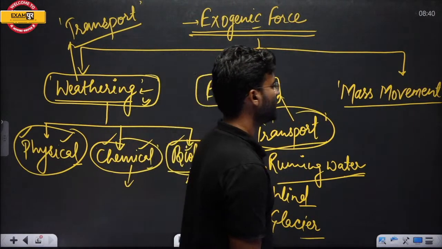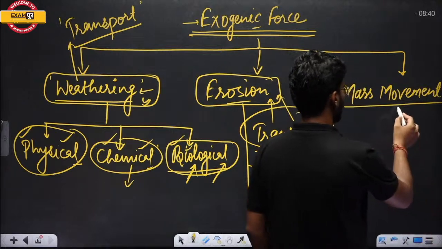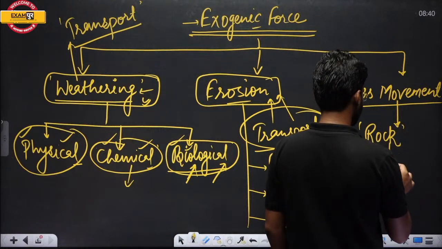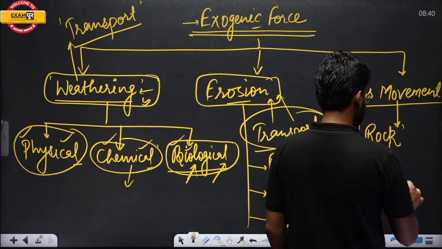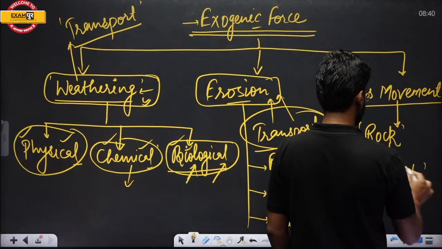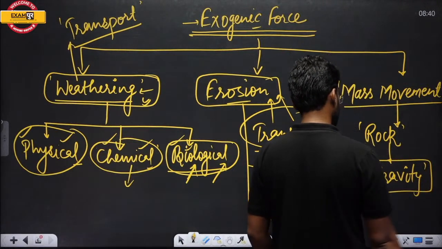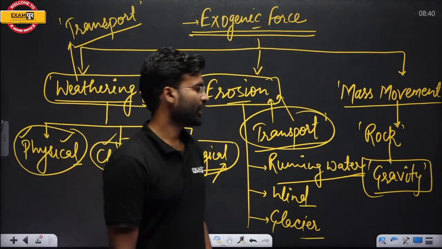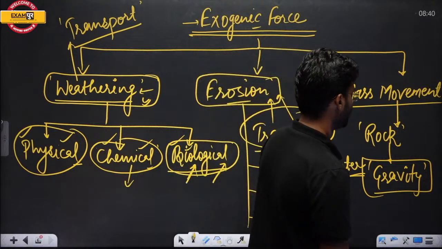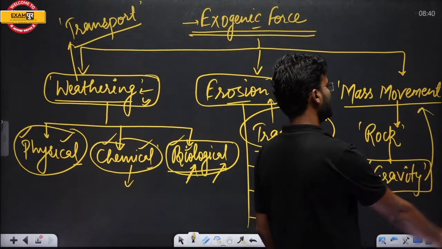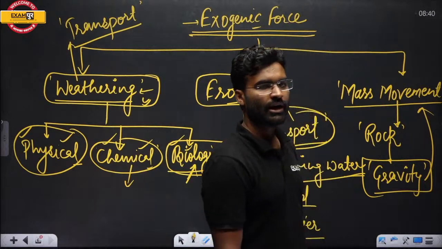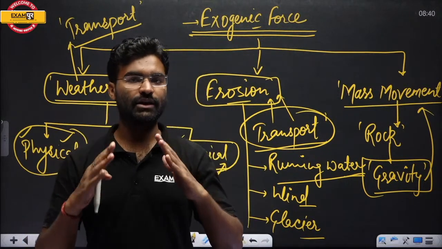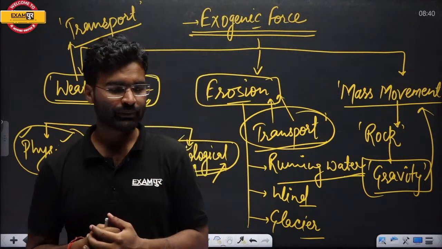Mass movement is the movement of rocks under the effect of gravity. The important keyword, the key point, is gravity. If any movement of rock is happening due to gravity, then it is termed as mass movement. The gravity impact is seen maximum at the sloping region, which means the mountainous region.